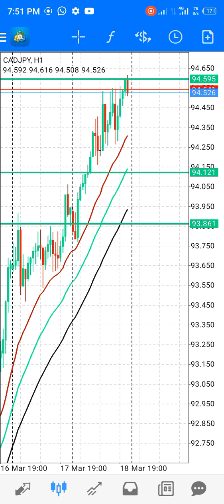Those of you can try this strategy on your demo account. This is not financial advice. You can try this strategy on your demo account, then see the profitability before moving into a live account.